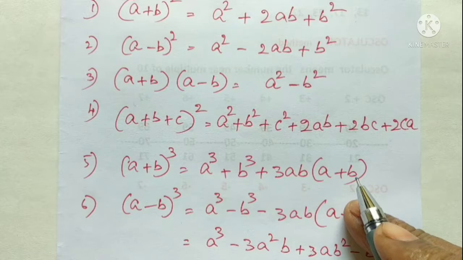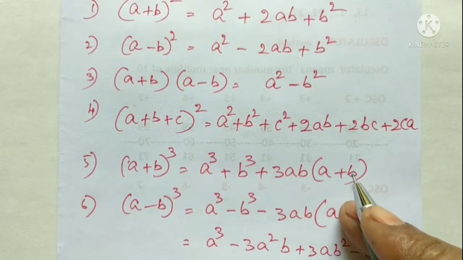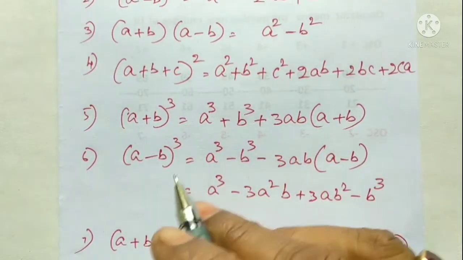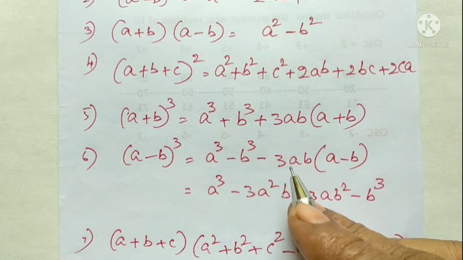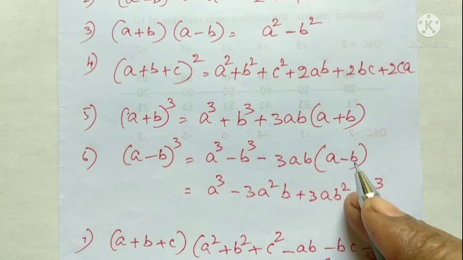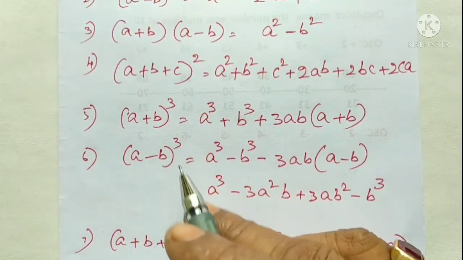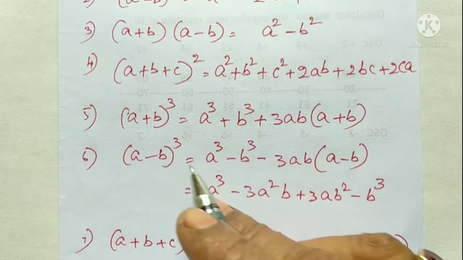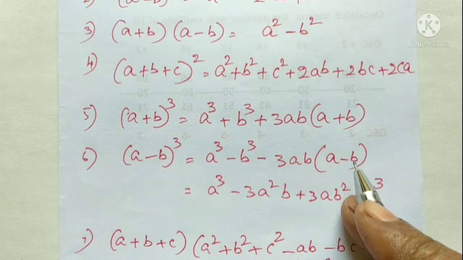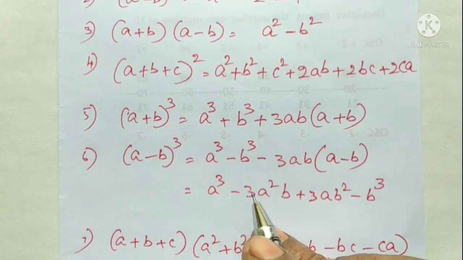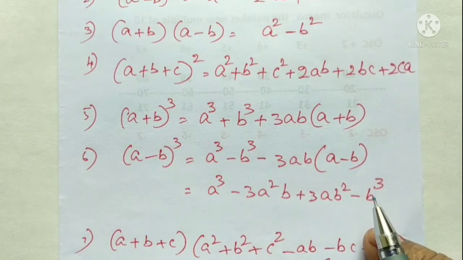by (a + b). It means a cube plus b cube plus 3a square b plus 3ab square. Now, (a - b) whole cube is equal to a cube minus b cube minus 3ab into (a - b). If you compare (a + b) whole cube and (a - b) whole cube, here in the case of (a - b) whole cube, except a cube, all have negative signs. That is a cube minus 3a square b plus 3ab square minus b cube.